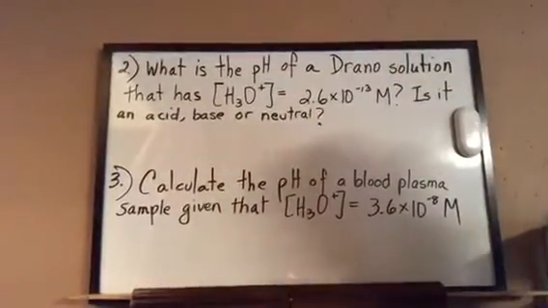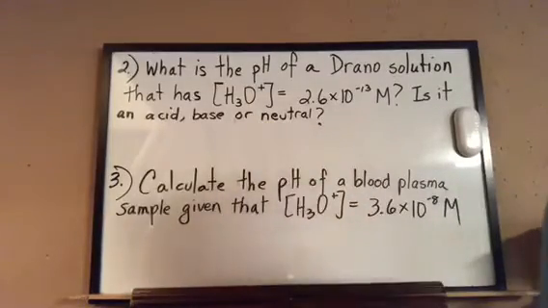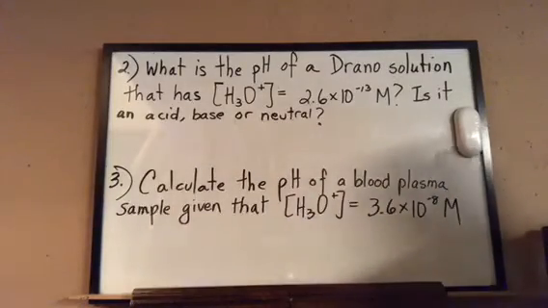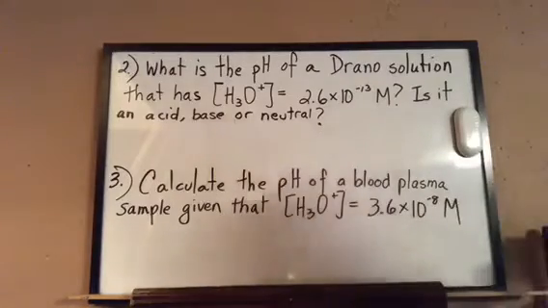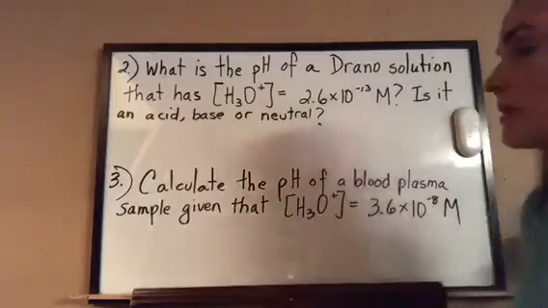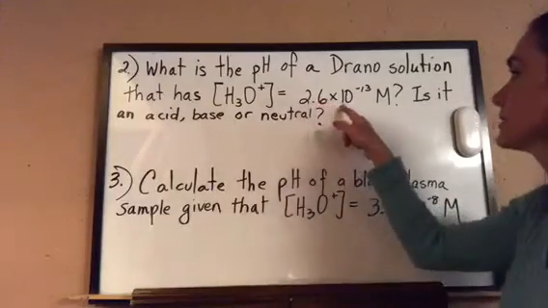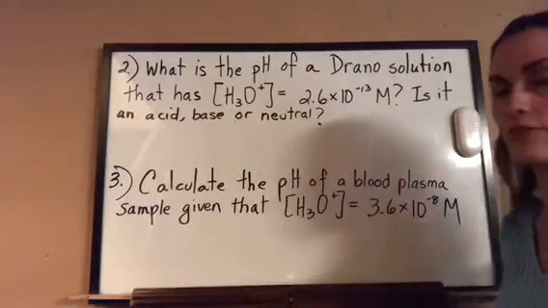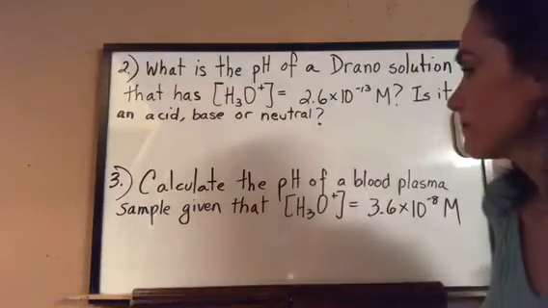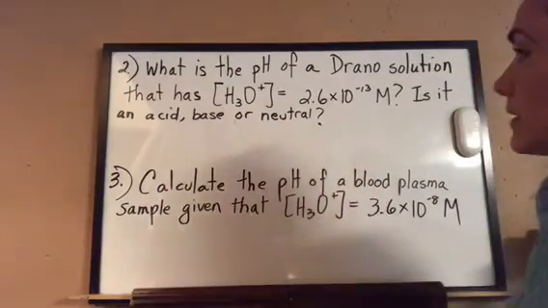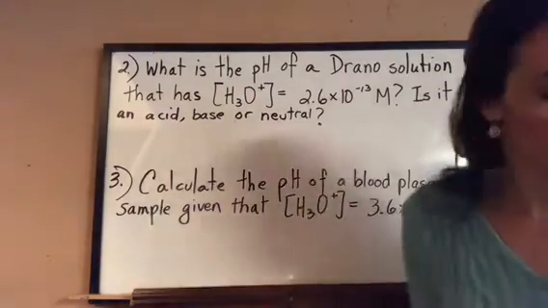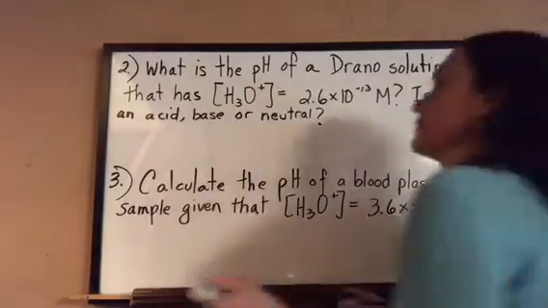Okay, let's do 2 more examples with calculating pH. Let's calculate the pH of a Drano solution, okay? Liquid Drano, liquid plumber, I was just talking about it, that has a hydronium ion concentration of 2.6 times 10 to the negative 13 molar. Is it an acid, base, or neutral? Okay, we want to calculate the pH.